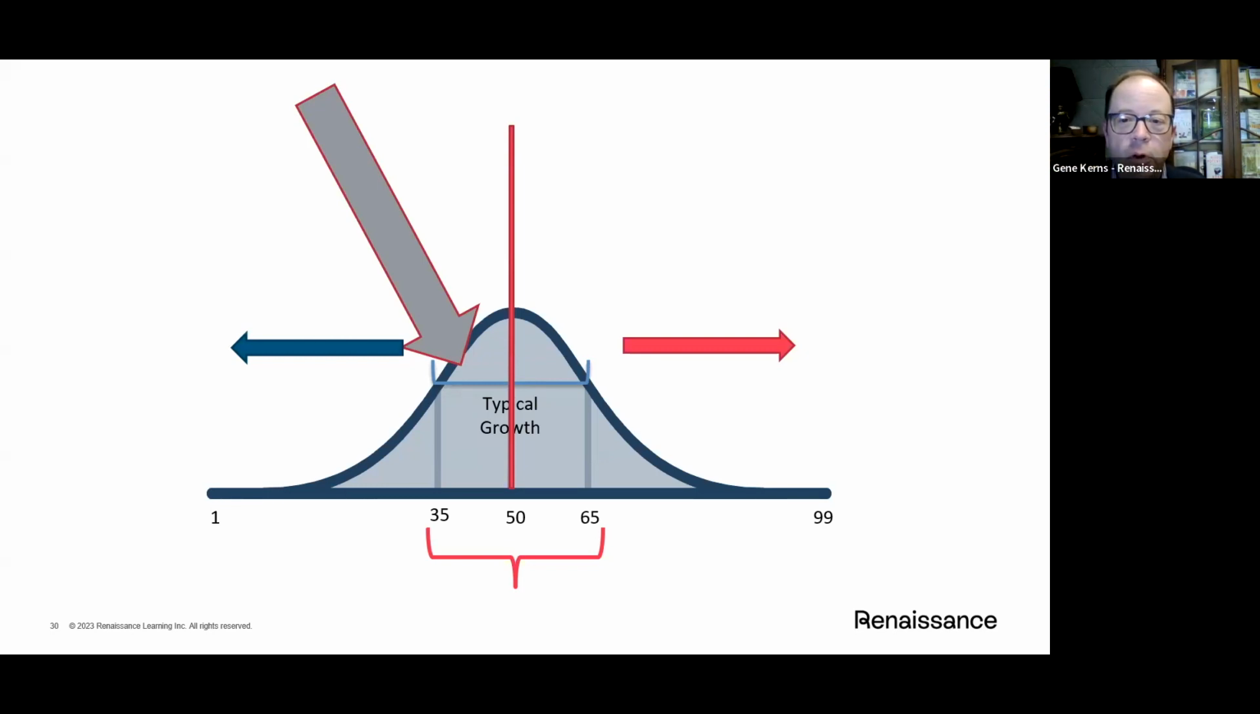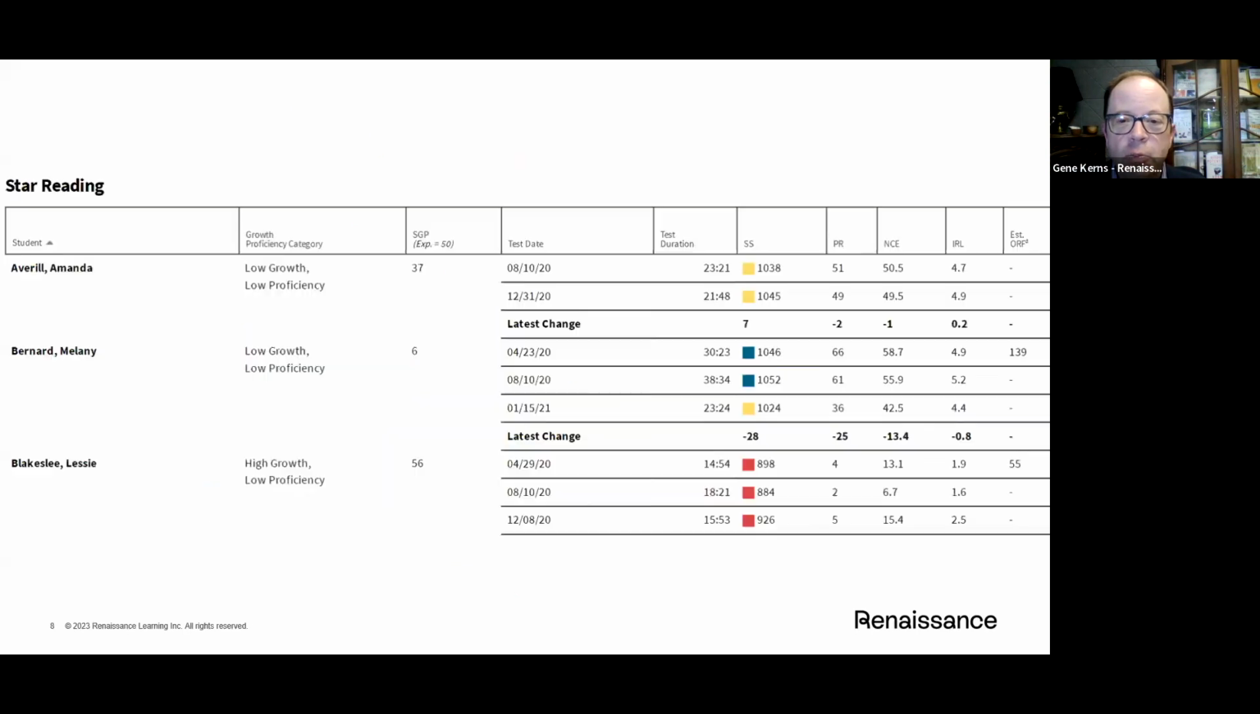So, for example, remember this report we looked at before? Amanda, 37, she's within the range. Leslie, 56, she's within the range. Melanie, with a student growth percentile of 6, that's a red flag. Something's going on there. I need to look at what's happening with her, because that means 94% of the other kids in the same grade who started at the same point, 94% of her academic peers, grew more than she did. I need to look at that. I need to figure out what's going on.